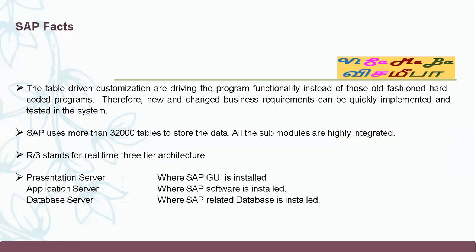R3 stands for real-time three-tier architecture, and the three servers in this R3 architecture are presentation server, application server, and database server. Presentation server is where the actual SAP GUI, which is known as graphical user interface, is installed. Application server is where the actual SAP software is installed. And database server is where the database which SAP uses is installed.